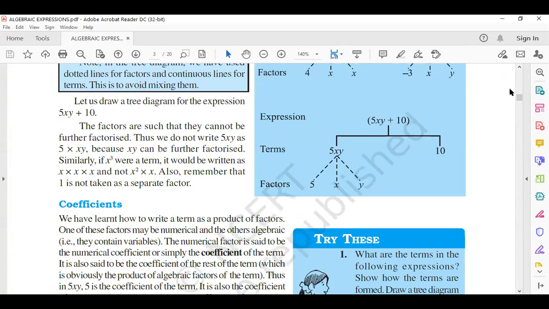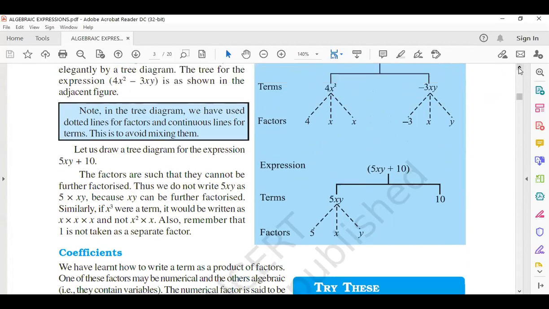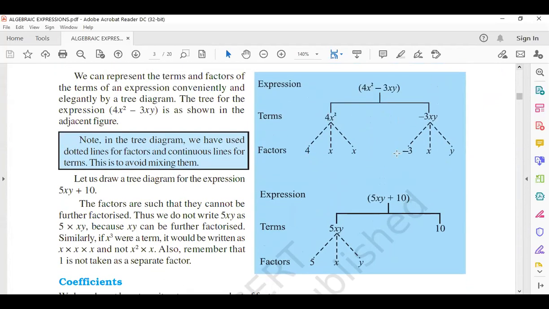That means everyone is aware of the expression, terms and factors now. I will not explain these things now. You are aware of the terms and factors, or not? Yes, sir. Look at these examples. There will be 2 terms, and you have to take them with their sign. If there is a minus sign, then the factors will be 4x, and its factor minus 3, x and y.